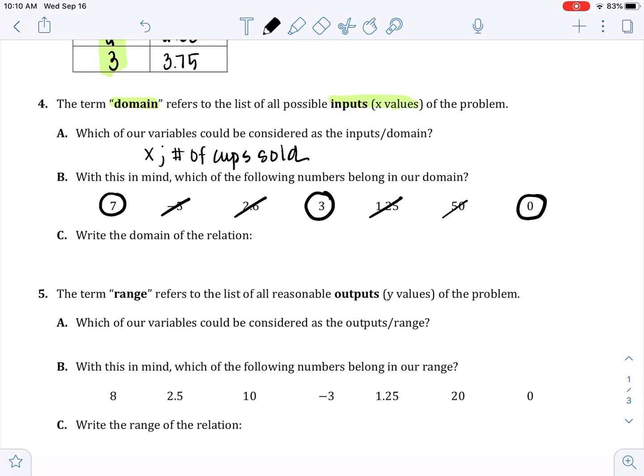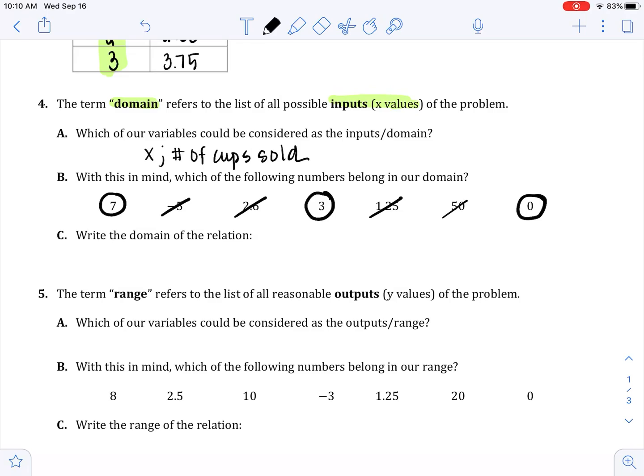All right, it says now write the domain of the relation. So this is the part that's new that you really got to listen to. So the domain, if we were saying it out loud in the English language, if you said she can sell anywhere from 0 to 15 cups, I'd be like, okay, I get it. And I wouldn't think decimals are a possibility. But now we have to explain that in math terms. If I write 0 through 15, that includes all decimals in between. So like 1.285432 is a possible answer, and that's not in our domain.